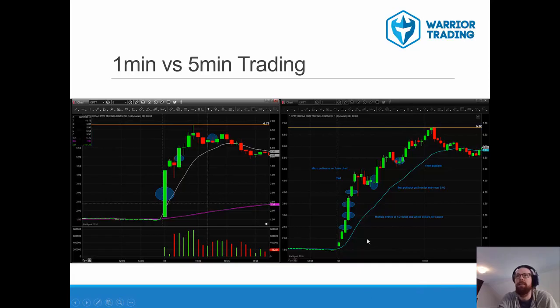without waiting for a pullback. If I jump in without waiting for a pullback, I need to immediately have that 20-cent or 10-cent stop, whichever one I choose based on my share size. Because I know that I'm buying a stock extended and it could turn around quickly and come back down.